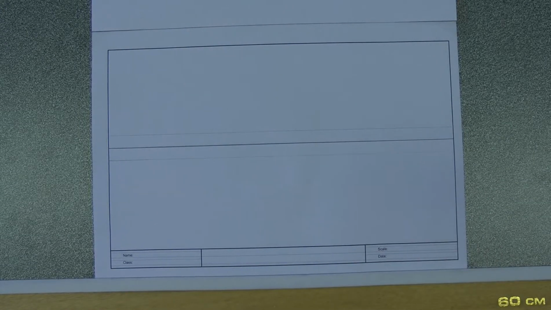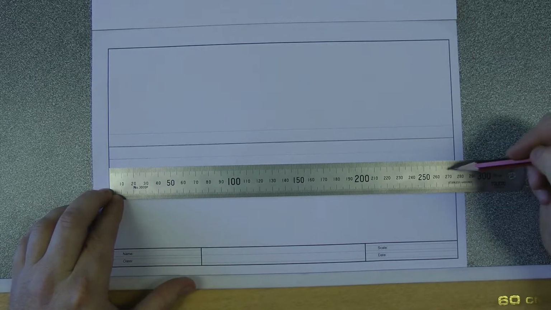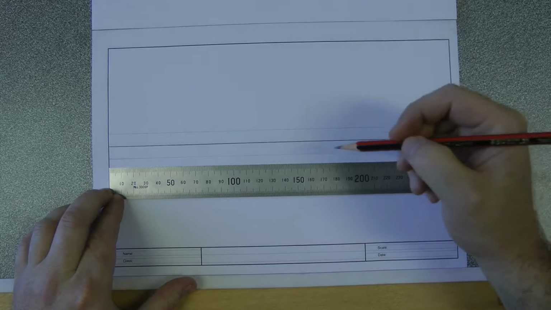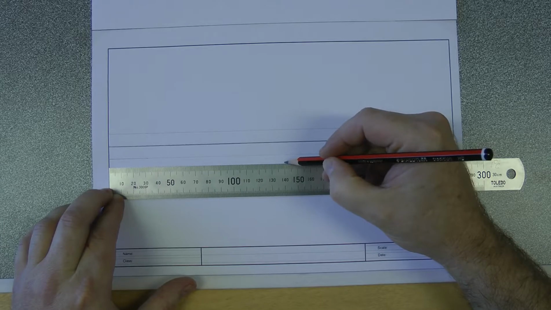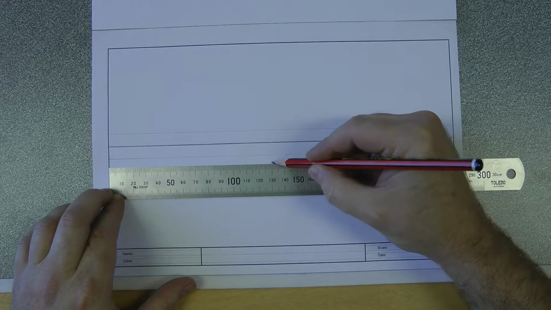I can measure the center and I could offset it if I want. I've got 275. The middle of that is 137.5. I'm not going to fuss about the 2.5. I'm just going to mark 140. I'm going to mark 10 millimeters either side.